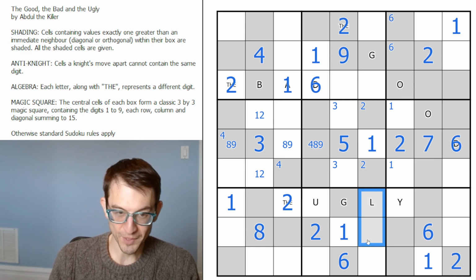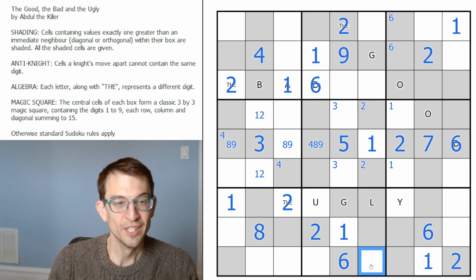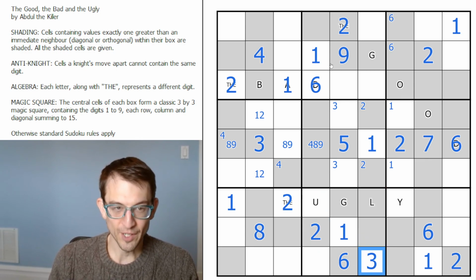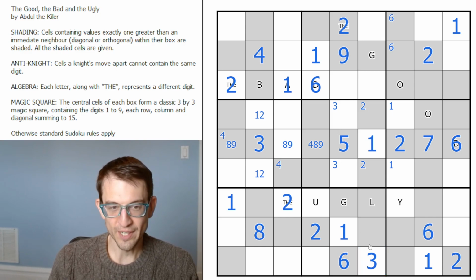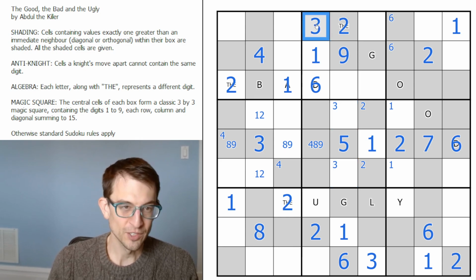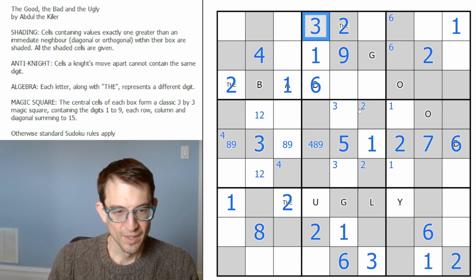It can't be in either of those because they're shaded and not adjacent to the 2. So the 3 is here. Now I can go back to box 2. This 3 takes up column 6. These 3's take up column 5. So this 3 is here.